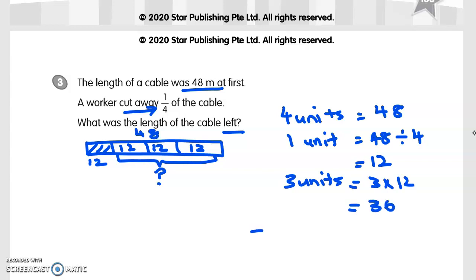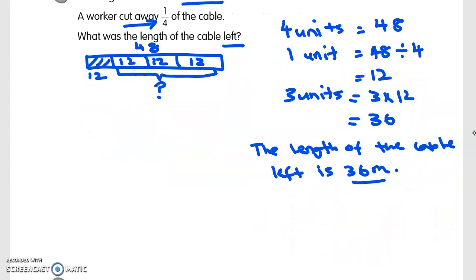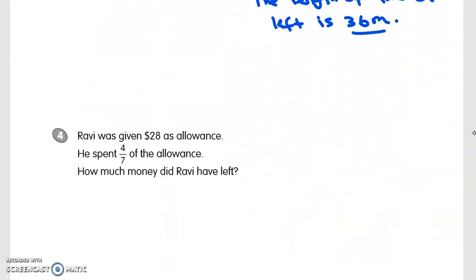So the length of the cable left is 36 meters. Please remember your units. Okay? Alright, good job so far, everybody. Let's go on to question 4.